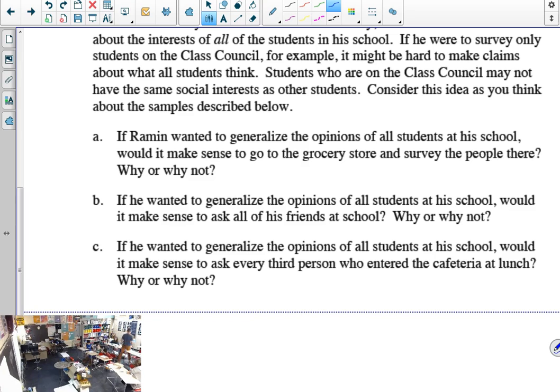It's usually your friends that think the same way. If he likes cars, most likely they do too. So what's the problem? If he wanted to ask every person, that would be a random sample. Why would it be good? Grocery store, not even.